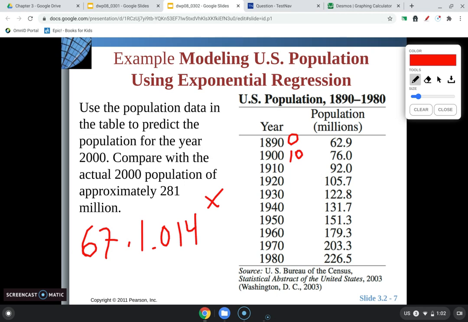So if 1890 was our year 0, year 2000 would be 110. So I go to my calculator, 67 times 1.014 to the 110th power comes up to be about 309.21 million. So you can see that the model predicted a little bit more than what the actual population was. But make sure you know how to find those regression models in your calculator.